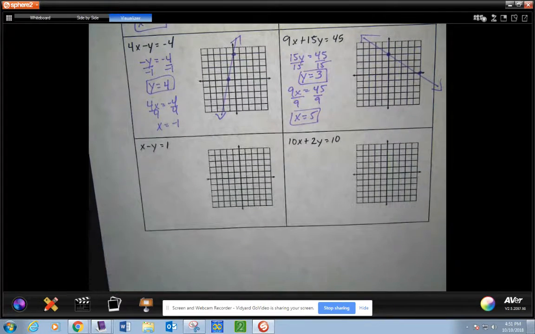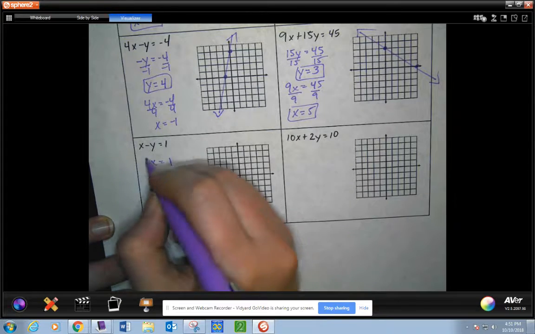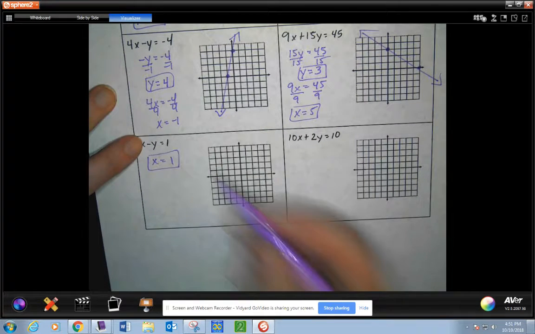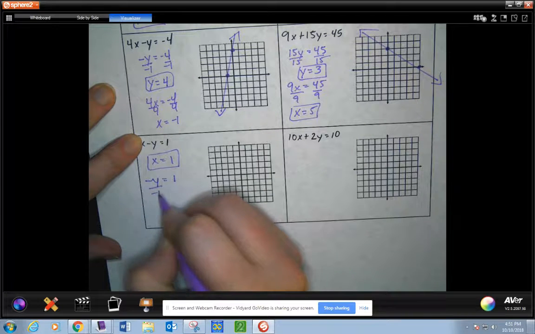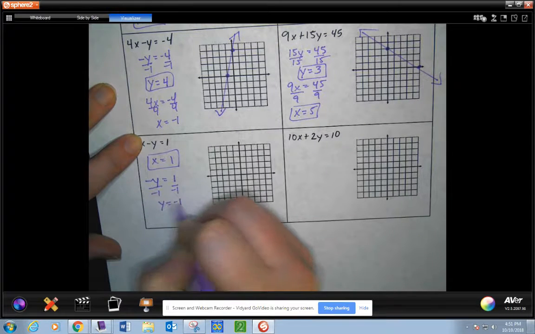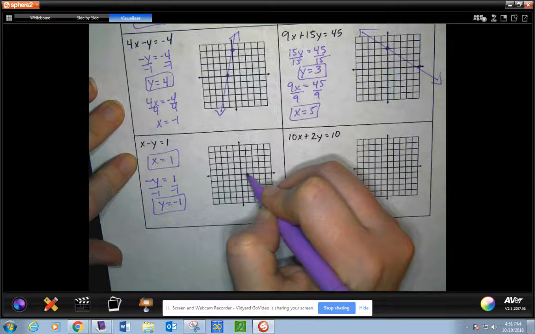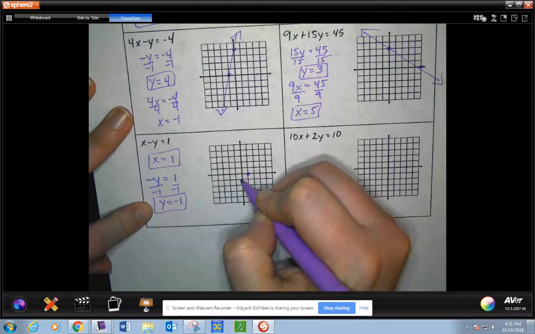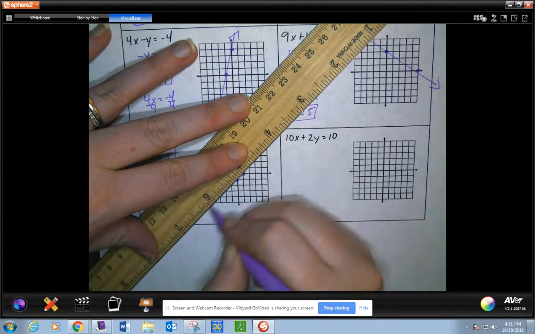Okay, this time I'm going to show it to you backwards. I'm going to cover up y, so I get x equals 1. Well, x is by itself, nothing to solve. Now I cover up x, and I have negative y equals 1. I must divide by negative 1, so y equals negative 1. So on the x-axis, I'm going to plot 1, and on the y-axis, I'm going to plot negative 1. Take my ruler, draw my line.